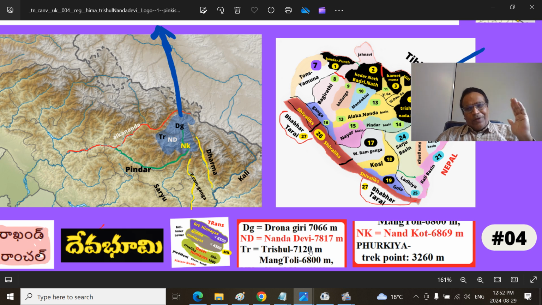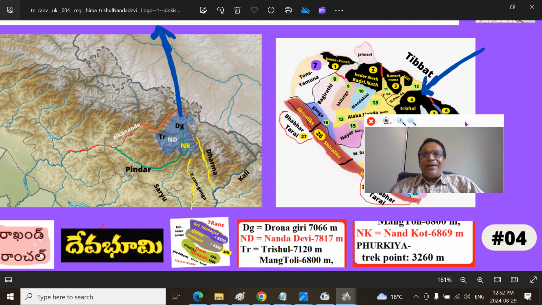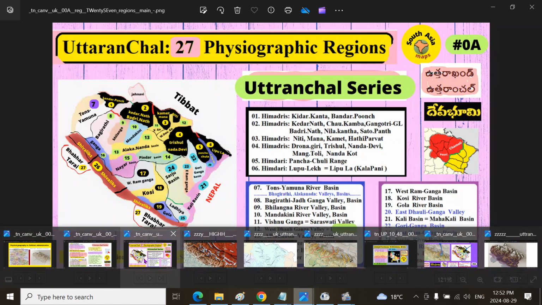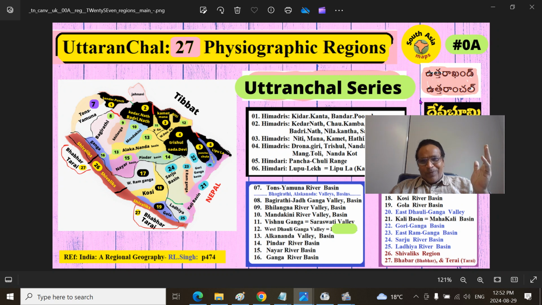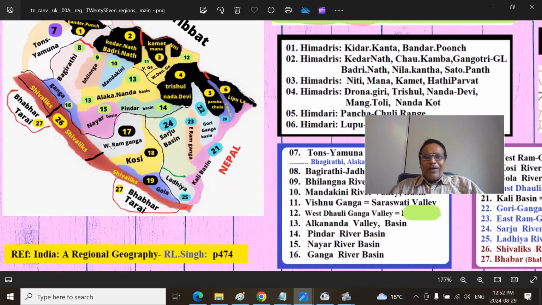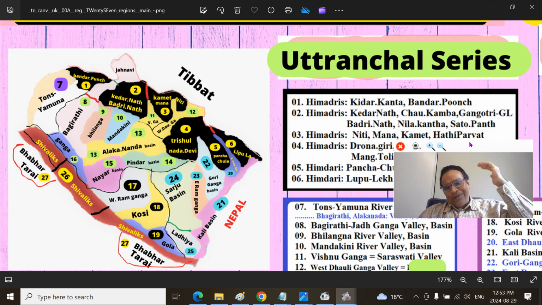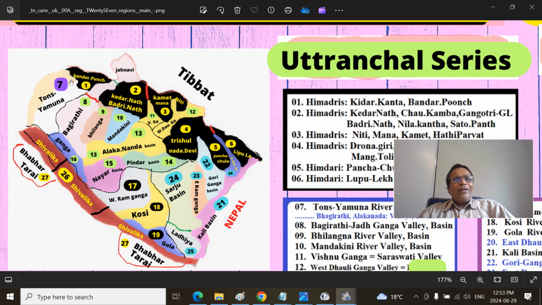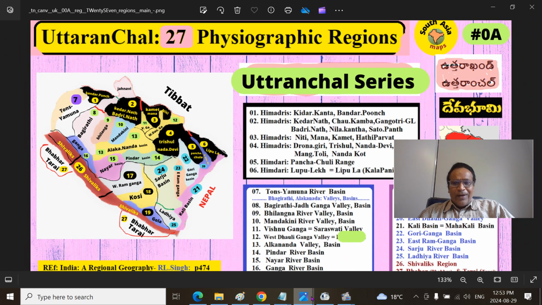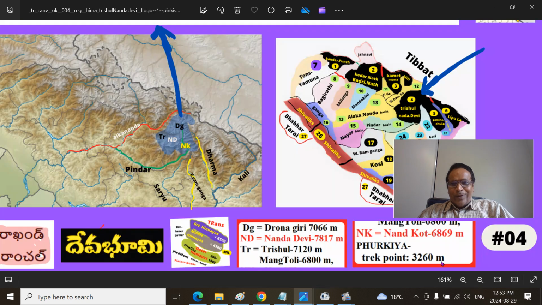General mountain ranges, their heights. And if you have not visited, you can look at the initial part 0A, I call it. These are the 27 or so fascinating physiographic regions. I gave the bird's eye view called Vihanga Vikshana, taking a look from round about 30,000 feet, and there are 6 Himadri regions. Now we are talking about part 4 of that particular series, and we explore this part today.